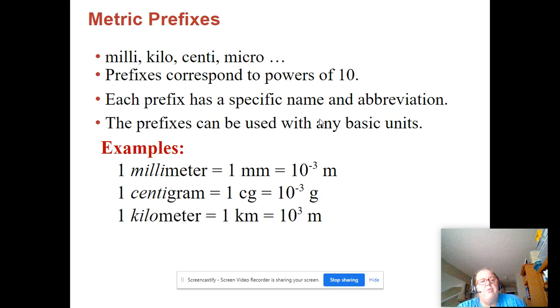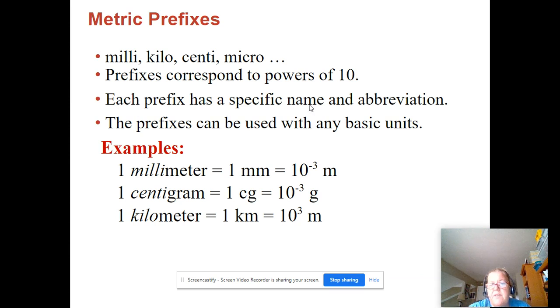Then we're getting into metric prefixes. Metric prefixes are a way to just have another unit, so to speak. Again, it's a way to rewrite numbers. Some of the most popular ones are kilo, milli, centi, and micro. These are probably the ones we'll use the most. Prefixes correspond to the powers of 10, and I'll show you that down here.